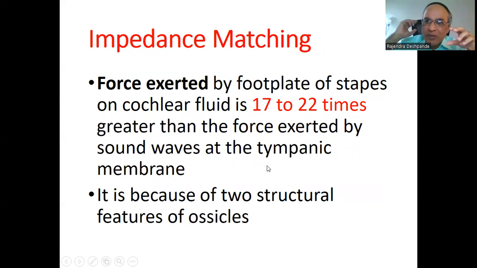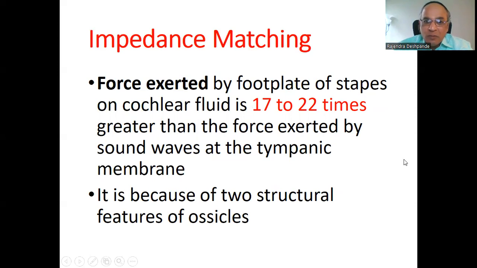That means the sound waves coming on the tympanic membrane, for example, have 1x force. But the stapes, boom, pushes the perilymph at 22x. This is tympanic membrane pressure, sound waves coming at 1x pressure, but when the stapes pushes the perilymph it is 22x. Do you understand this? Okay.